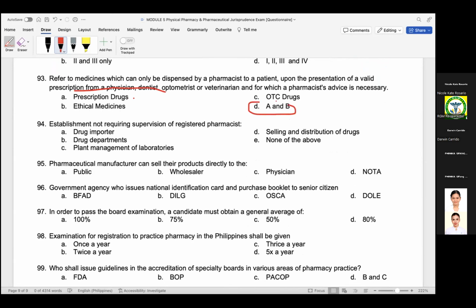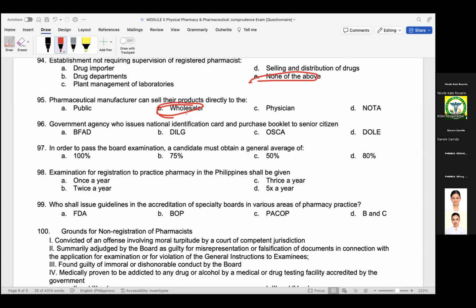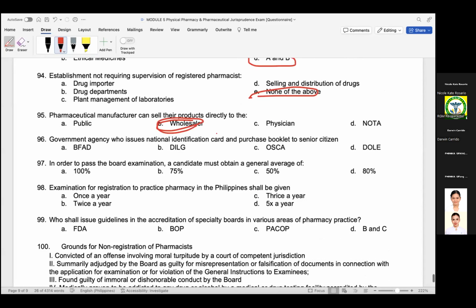Next, number 94, establishment not requiring supervision of registered pharmacist. The options are drug importer, drug department, plant management of laboratories, selling and distribution of drugs, or none of the above. All, none of the above. Lahat yan require supervision ng pharmacist. Okay? Category A, pharmaceutical establishment. Number 95, pharmaceutical manufacturer can sell their products directly to, letter B, wholesaler. Not to the public, not to the physician, but to the wholesaler or distributors.